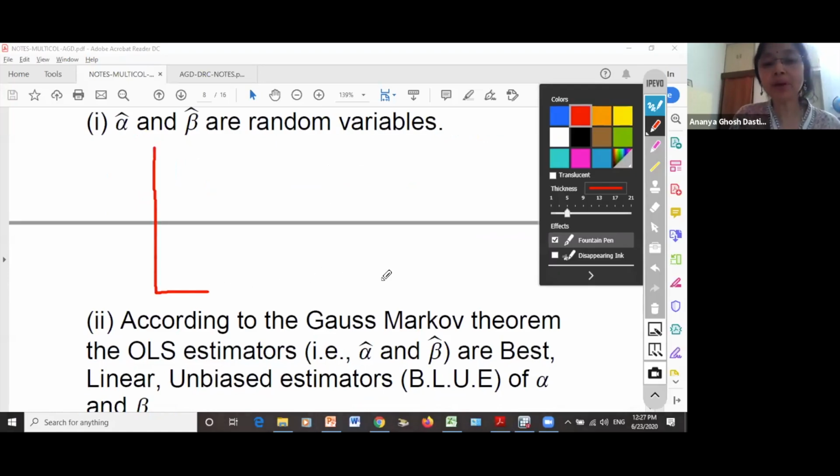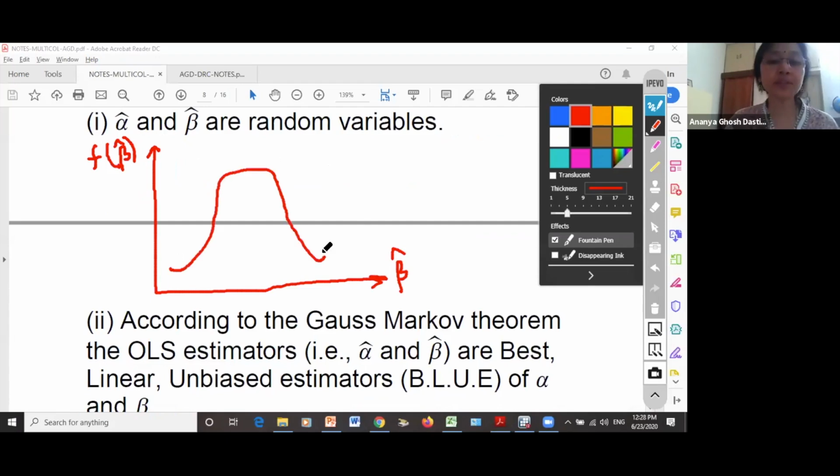I'm plotting the probability distribution of beta hat. I have varied values on the x-axis. I have the density of beta hat on the y-axis, and I know that the density is normal. So here you go. This is a normal. Yeah, it doesn't look very normal.